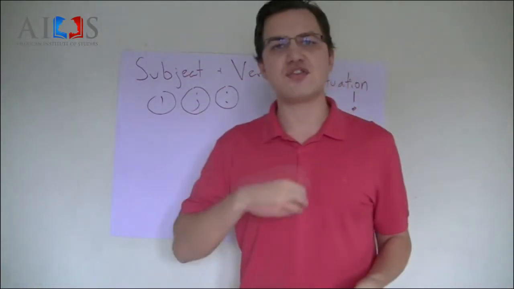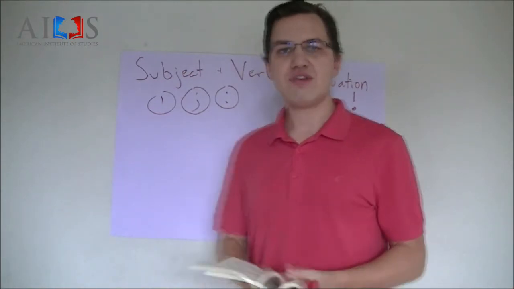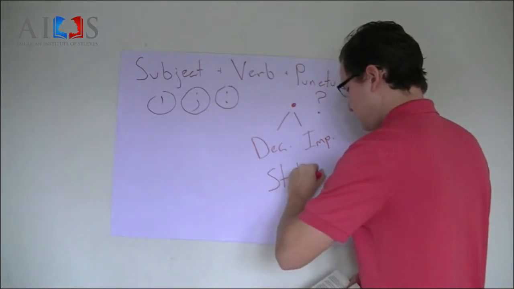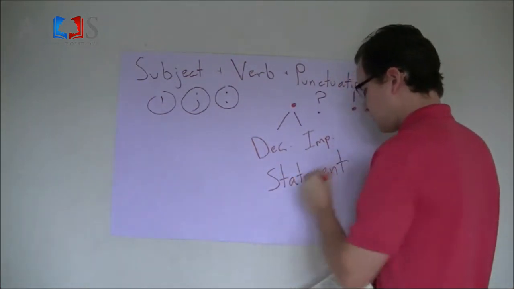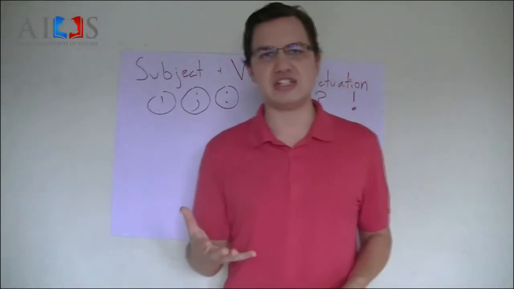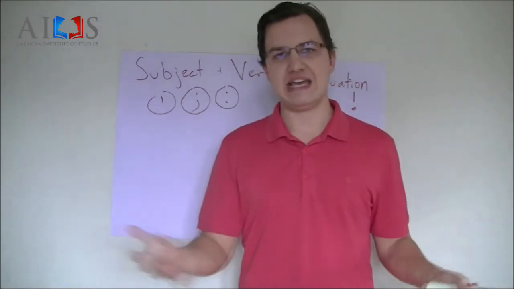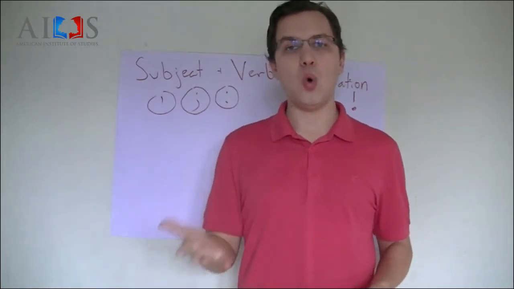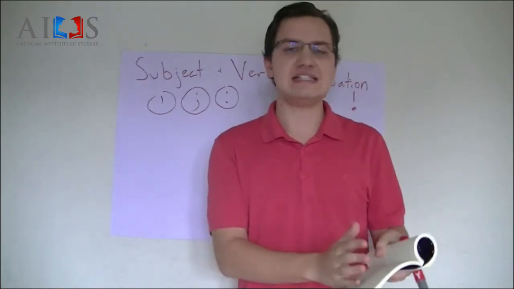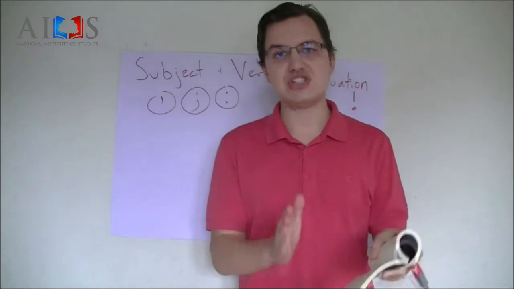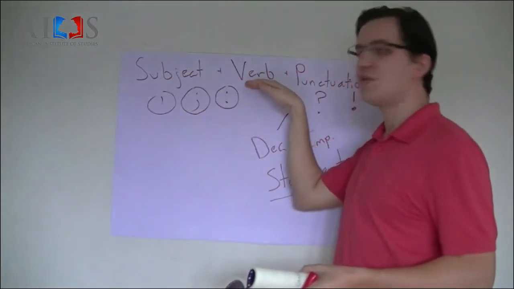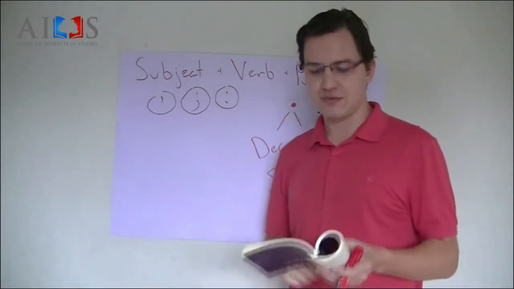A period is for normal information, for what we call in English a statement. A statement is just basic information. It's raining today is an example. Or, it's very hot this morning. The sentences can be long or they can be short. They just must have a subject and a verb and tell basic information.